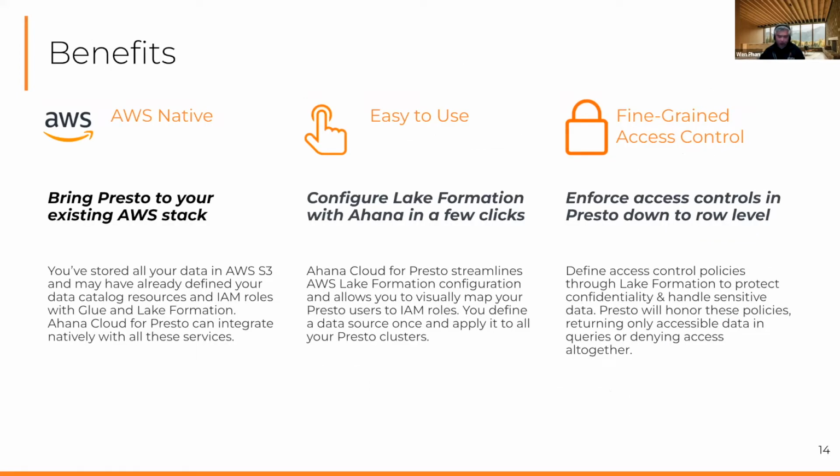So why do people want this? Lots of folks have already invested in their AWS stack. Lots of things are already in Glue. People are already beginning to define policies there. In Ahana, at least, we've tried to make this very, very simple. I'll show you, basically, it's a few clicks for us to enable this. And then more importantly, I think folks just want to be able to have fine-grained access control. Lots of folks have many use cases where you want to control things at the role level. So that's why someone would select this option.